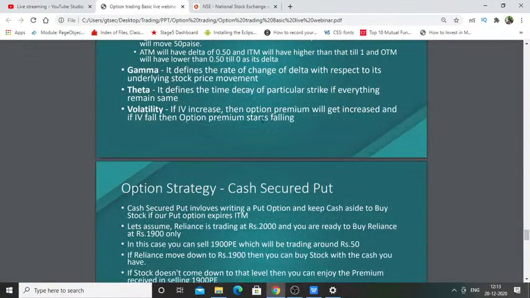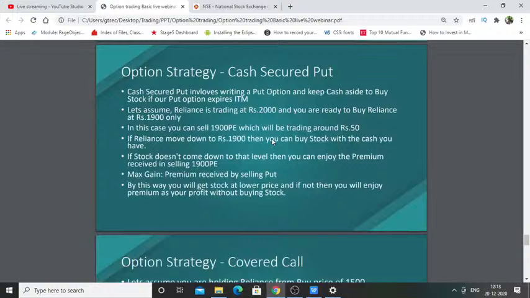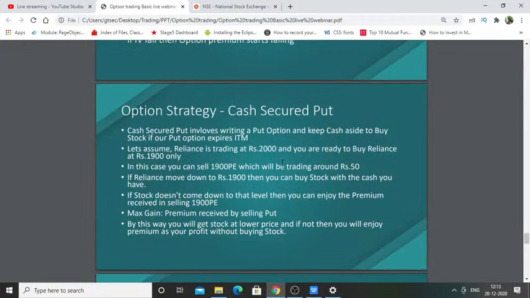Okay, now let's look into some basic strategies. Cash secured put. A cash secured put involves writing a put option, which means selling a put option, and keeping cash aside to buy the stock if our put option expires in the money. Which means you will be selling a put option on the downside and keeping cash ready, so that if the stock expires in the money for that particular option, you will buy the stock.